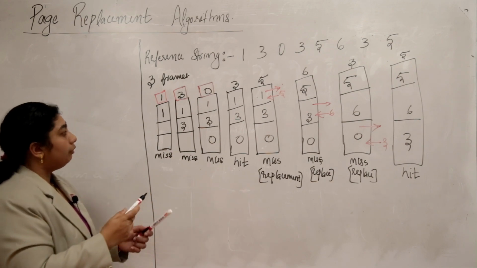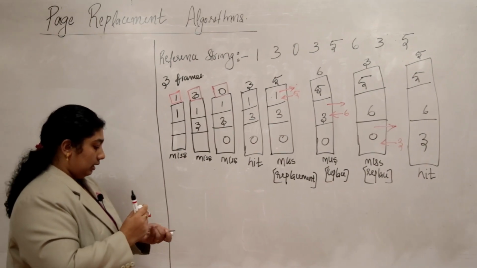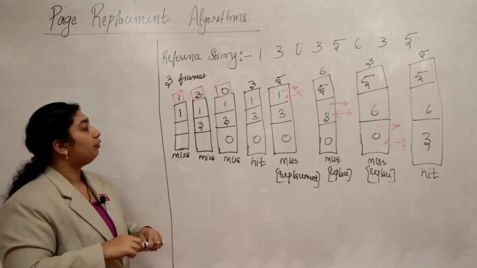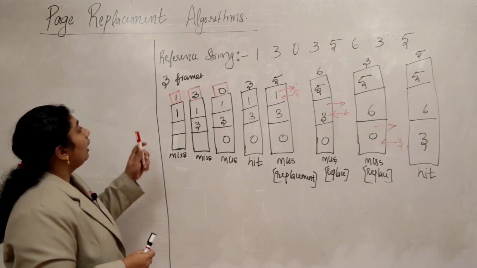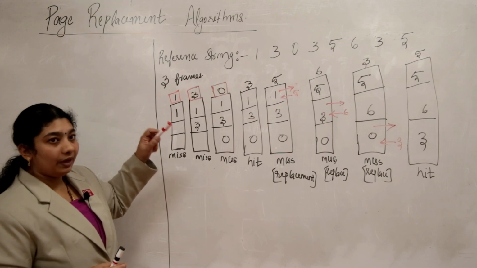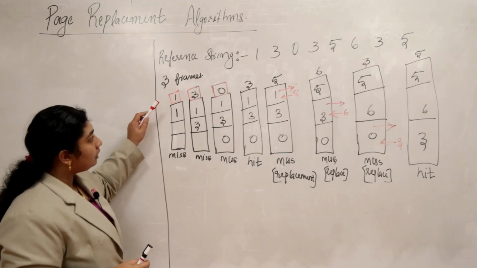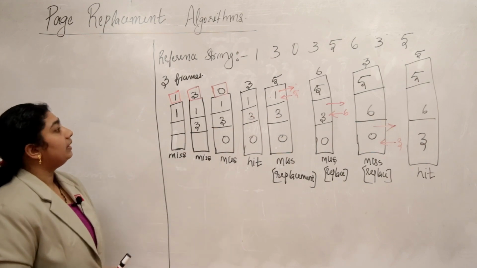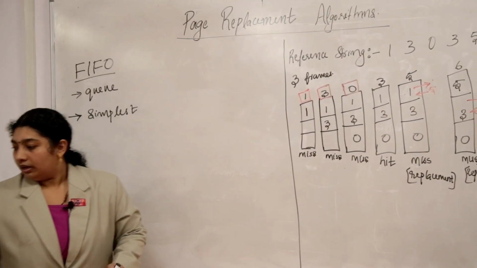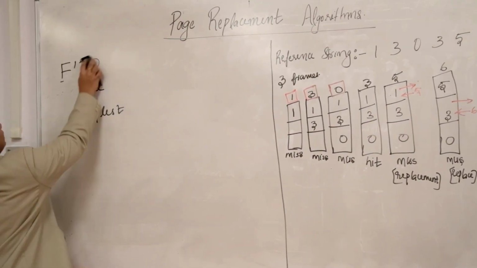This is how FIFO algorithm works. Whenever a page fault occurs and a page replacement is required, we swap out or replace with the new page the oldest page that is present in the physical memory. So this is the first method, FIFO. Now we will go for the second method.